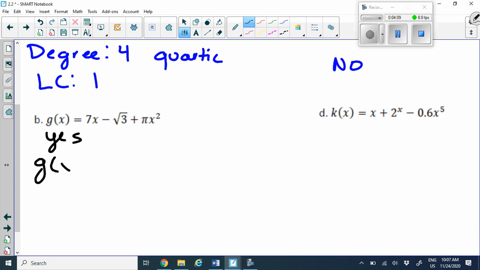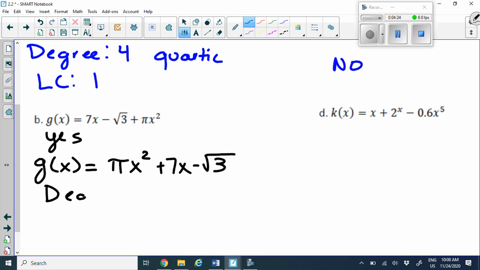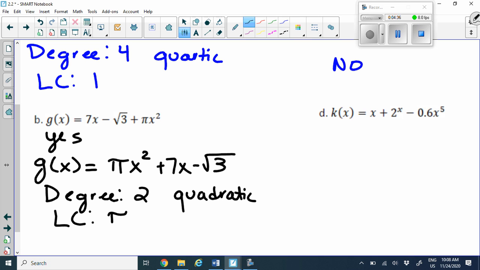Now let's rewrite it in standard form. Notice that squared is our largest exponent, so that needs to come first. Then we go 7x and then minus square root of 3. Remember, the constant is always the last term. Okay, now let's talk about what is the degree here. Our largest exponent is 2, so this is a quadratic. And then let's talk about what is the leading coefficient. In this case, our leading coefficient is pi. Okay, let's look at D.